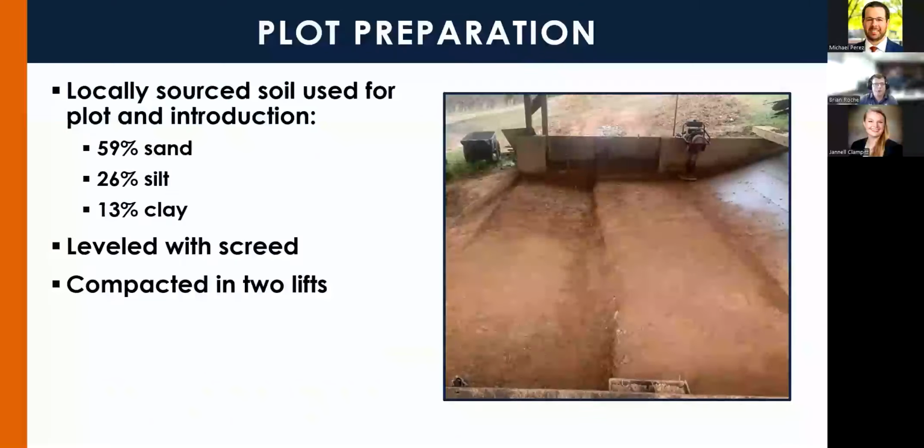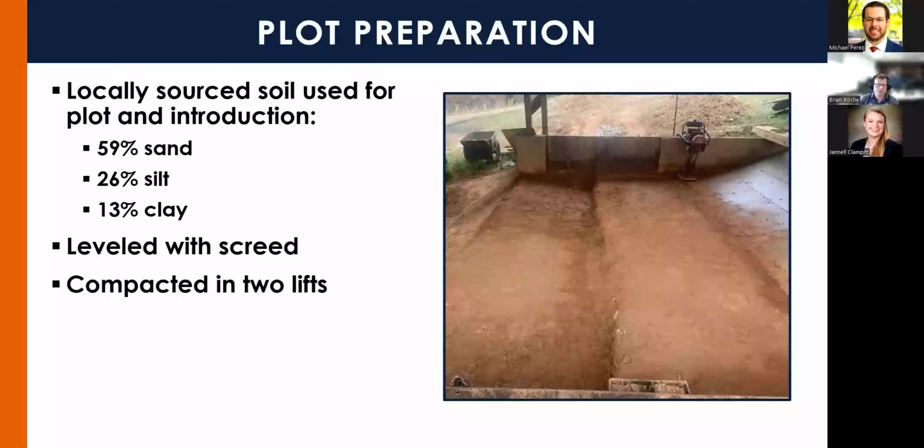So to prepare our plot for testing, we used locally sourced soil. It's about 59% sand, 26% silt, 13% clay, which made a sandy loam. We leveled it with a screed and compacted in 2 lifts. This was our plot setup for our Alabama Power berm, which was keyed in with a 6-inch cut down, sloping up downstream. For Nebraska DOT, we did not do a key at all.